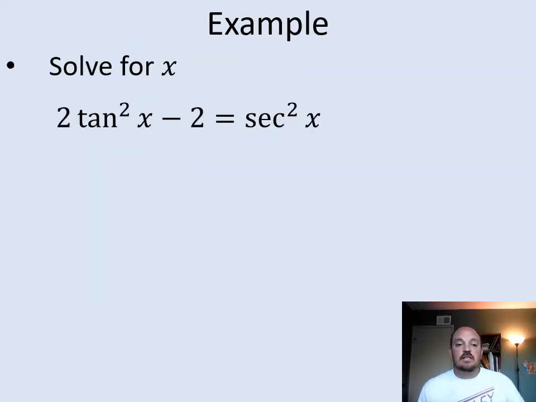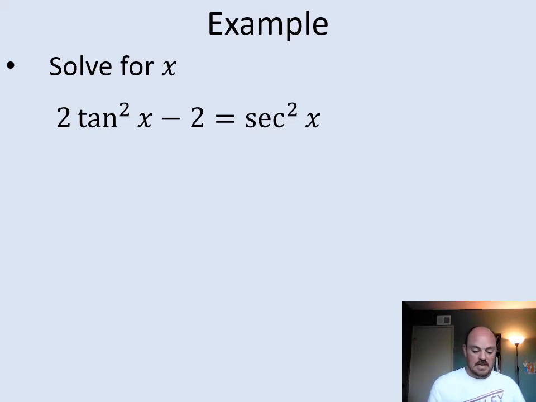So let's do this for our second example. We're going to do 2 tangent squared x minus 2 equals secant squared x. And what I notice here is we have 2 completely different trig functions. We have tangent and secant, but they are squared. And every time you see a squared trig function, you should at least think about the Pythagorean identities.